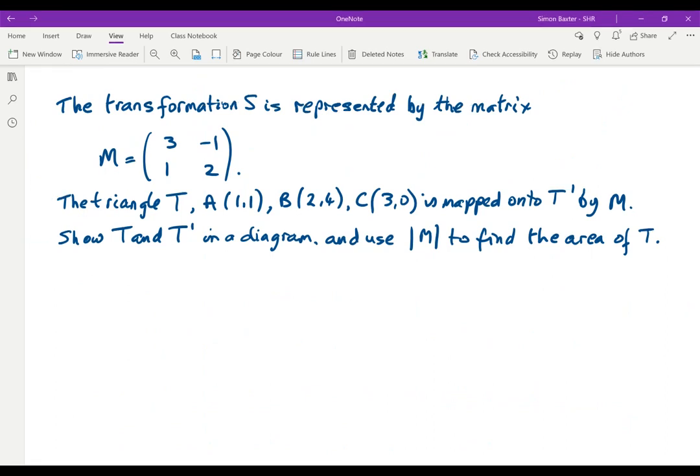Let's see how we can use this. If we have a transformation S, which is represented by the matrix M, 3, minus 1, 1, 2, then the triangle T, A (1, 1), B (2, 4), C (3, 0), is mapped onto T dashed by M. Show T and T dashed on a diagram and use the determinant of M to find the area of T.